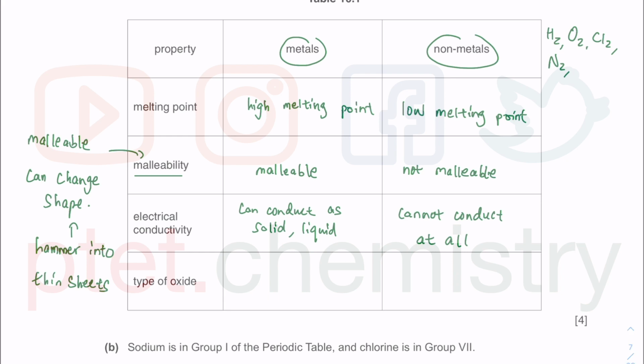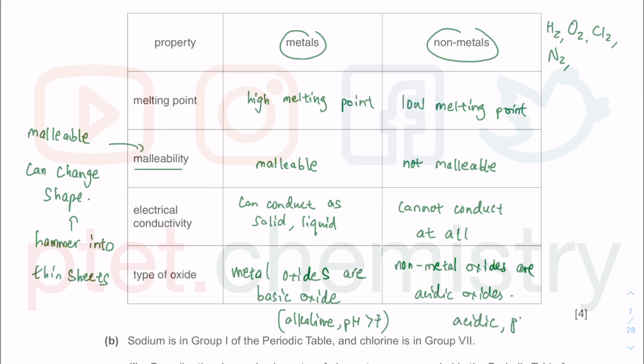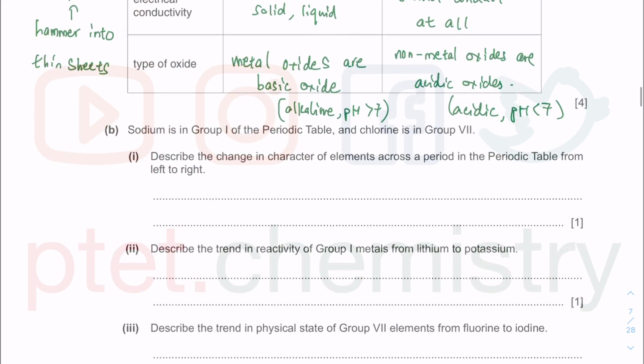The type of oxide, so metal oxides are mostly alkaline. So metal oxides are alkaline, or you call them basic oxides. Basically, they dissolve in water to give you an alkaline solution. So they will give alkaline pH greater than 7, whereas nonmetal oxides are acidic oxides, and they will give you an acidic solution, which has pH less than 7, and they love to ask you to relate that to the color of the universal indicator.